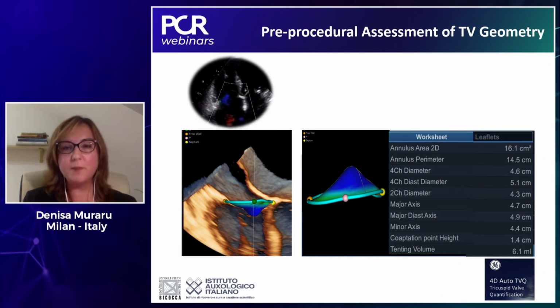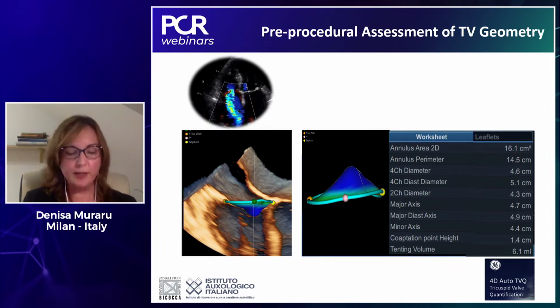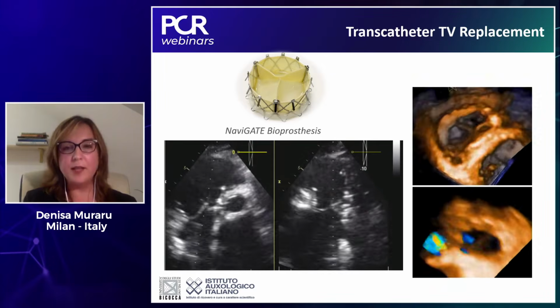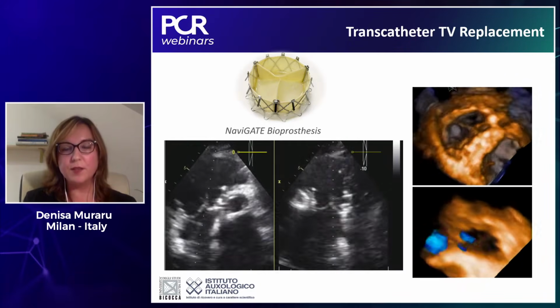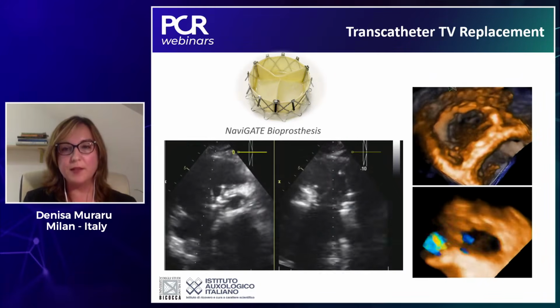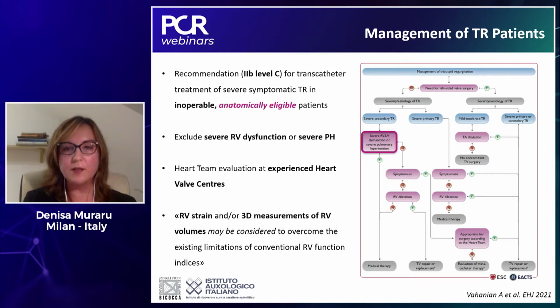This is an example of a patient that underwent screening with 2D and 3D echocardiography. We found that the annulus was really dilated, and there was also very severe tethering of the leaflets. And this information was confirmed by CT. In the end, the decision for this patient was to replace the valve, and it was navigated, with a prosthesis implanted with a good result.